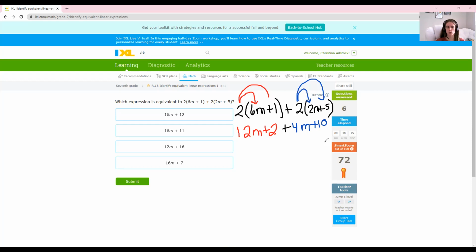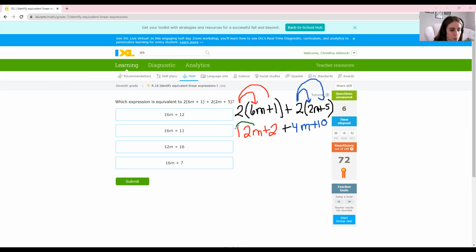We need to work with any exponents. Nope. Any multiplication or division that I can do? Nope. So last but not least, addition and subtraction. We better find those like terms. If you struggle finding your like terms, you can highlight them, circle them, underline them. But what I do is I just kind of start at the left because that's the way I read and see if there's anything that matches with it.